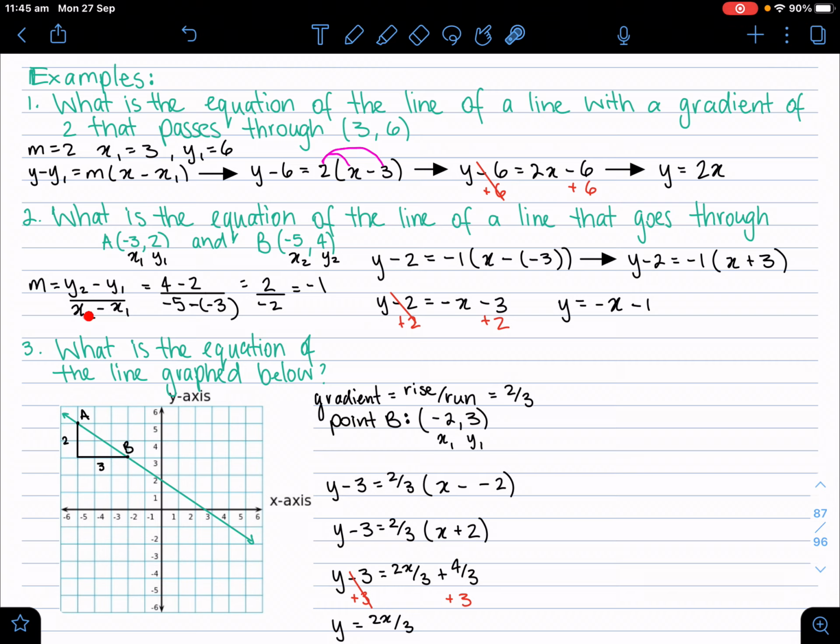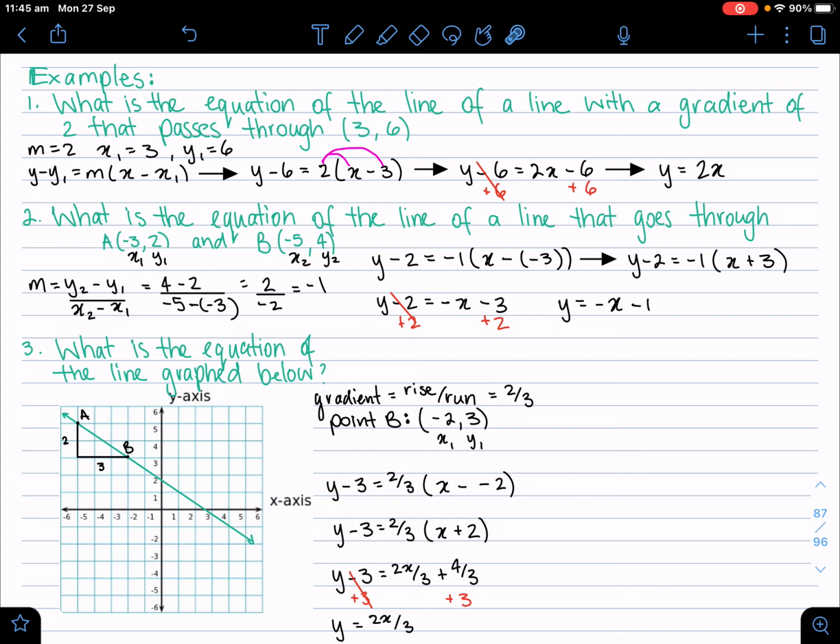Remember, it's x2 minus whatever x1 is, minus 5 minus 3. Those two minuses become a plus. So just be careful of your negative numbers. Now, I've found my gradient to be negative 1. Now that I know my gradient, I have my gradient and I have 2 points.